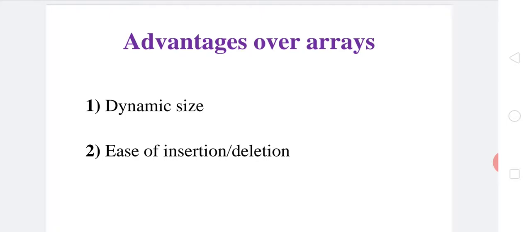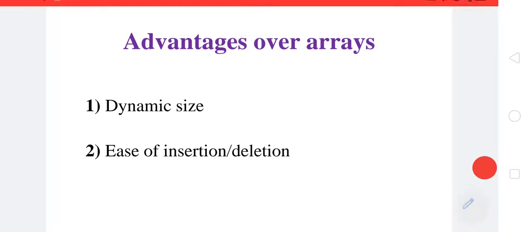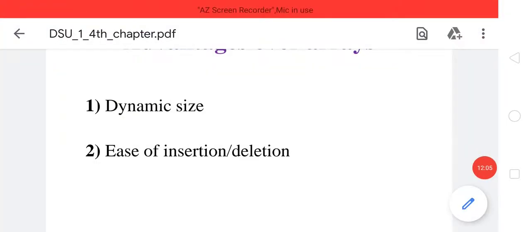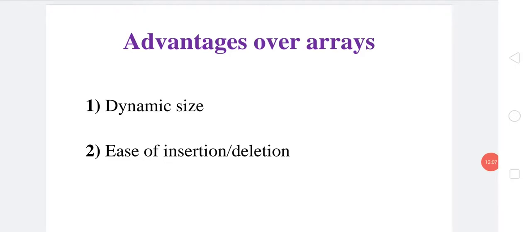The next point is the advantages over the array. The first advantage is dynamic size. Basically, dynamic size means the size is not fixed. It means that if you want to insert a new element in the linked list, then we can easily insert the new element by using different inbuilt functions, for example, malloc, calloc, etc.